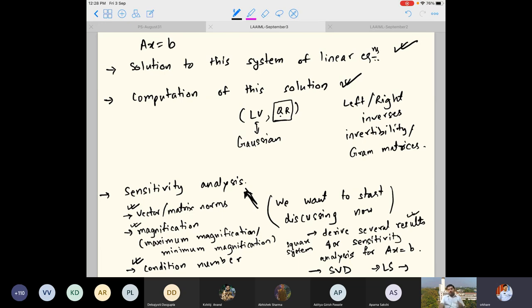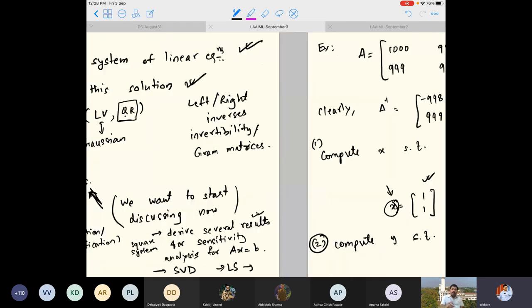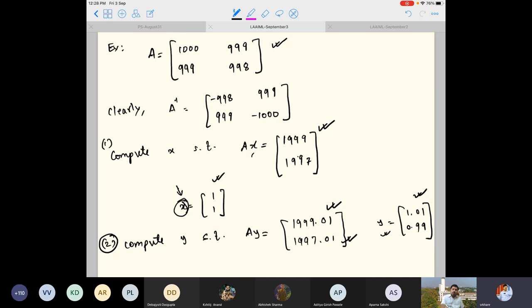What we are really going to do, we are going to give some bounds, and those bounds are going to tell us how much is the perturbation that you can expect in the solution X because of inaccuracies in A and B matrices. So do you understand what we are going to do in sensitivity analysis? Do you understand what we are going to do?